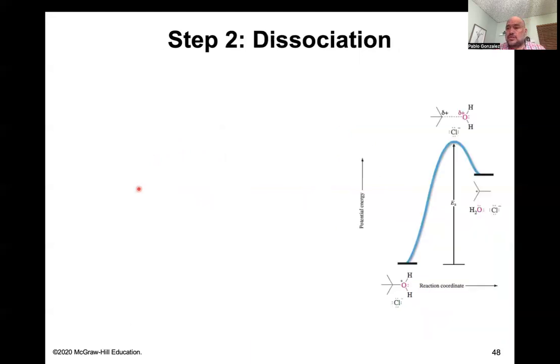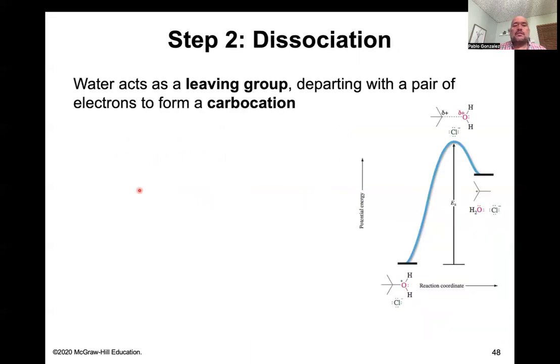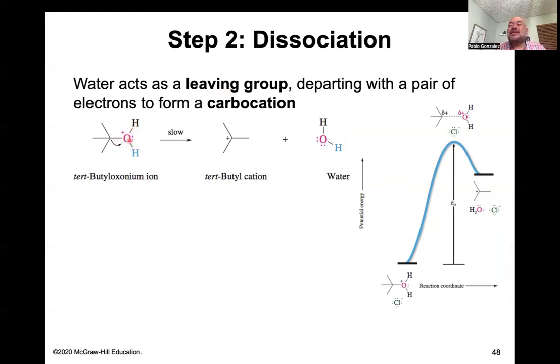The second step is the dissociation. Now that we have this species, this H2O is an excellent leaving group. When I say leaving group, it means this group is going to leave the molecule. And by doing that, it's going to take these two electrons to create two lone pairs and form the stable molecule of water. But at the same time, it's going to leave this carbon without those two electrons, and it's going to create a positive charge, which is the carbocation. And this is the dissociation.